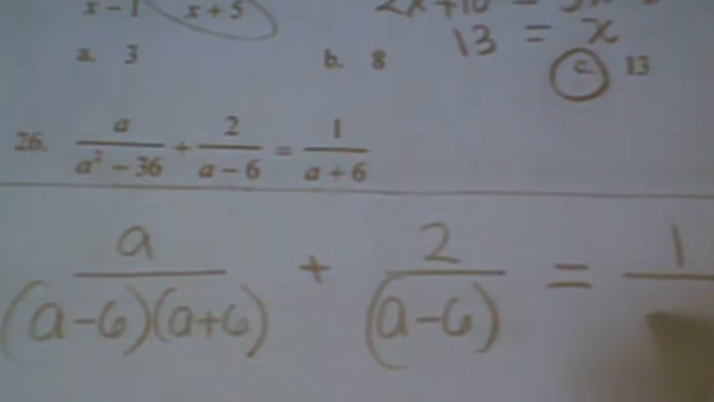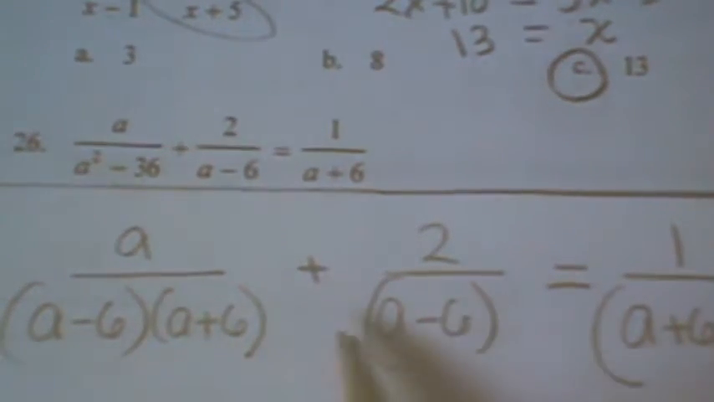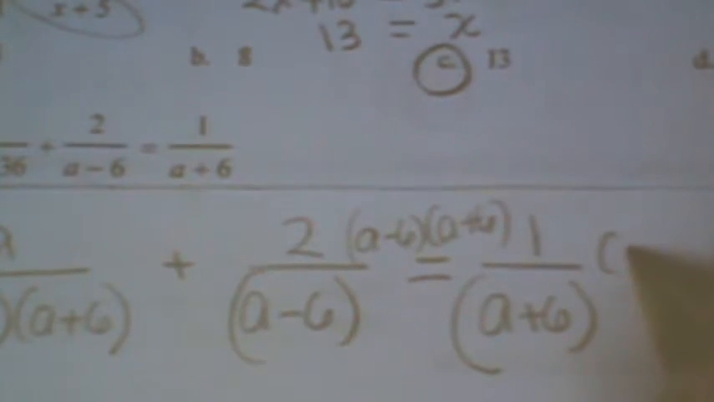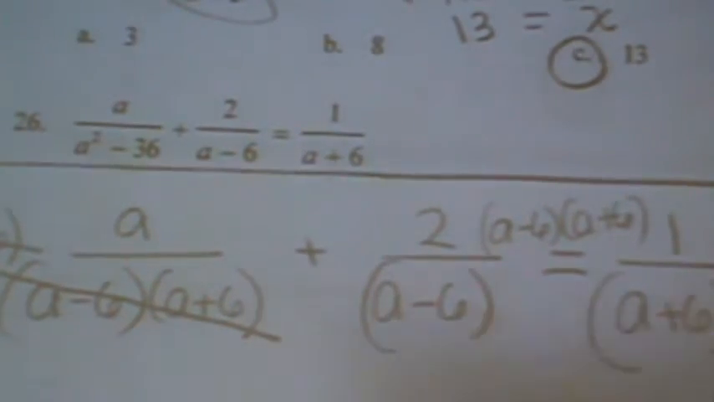So what am I going to use to multiply this, and this by? A minus 6, A plus 6. A minus 6, A plus 6, and an A minus 6, A plus 6. So why did I pick that? Because these will cancel, these match up. And then this cancels with this, and this cancels with that.